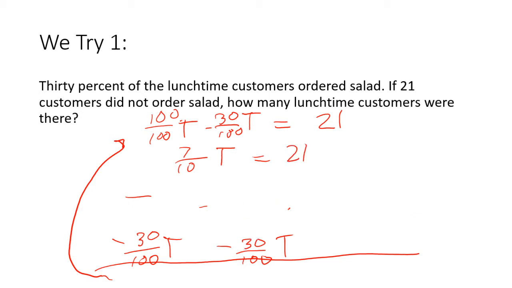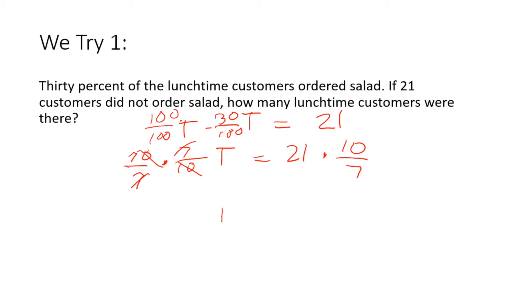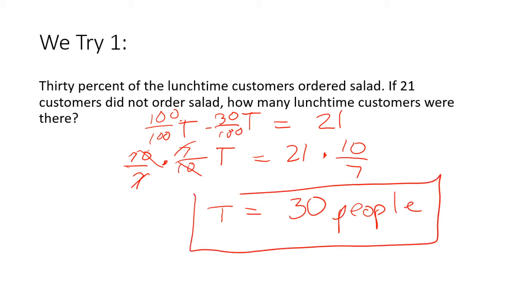So I'm going to get rid of this and create some space for myself. So now I'm here. I need to multiply by the reciprocal to both sides. The 10s will cancel, the 7s will cancel, and I'll be left with t is equal to 21 times 10 divided by 7. That's 30 when I do it in my calculator. So the total number of people is 30 people. 30 people are our total.